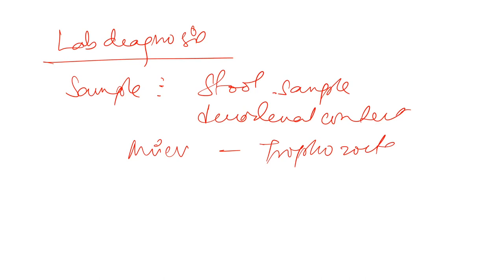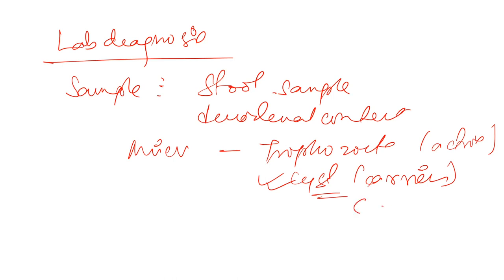In case of active infection, we see trophozoites. In case of carrier, we see cyst. So if we see cyst in microscopy, then that is a carrier. C for C, carrier cyst.